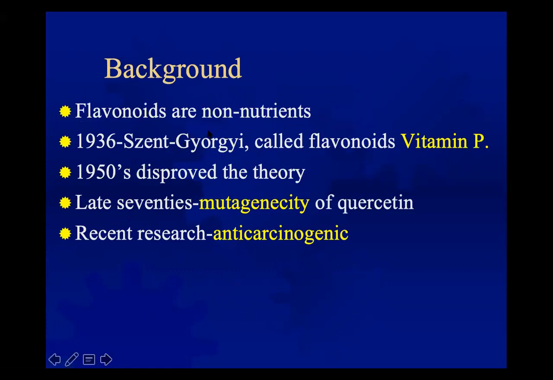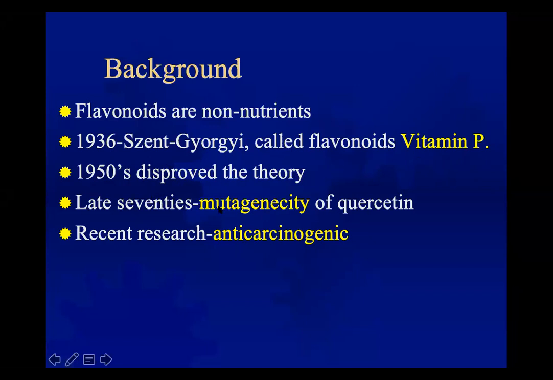One of the largest groups of phenolic compounds are flavonoids. They are non-nutrients basically, but in 1936, Georgi thought that flavonoids are vitamin P. He proposed that flavonoids are vitamin P in 1936, but in the 1950s, this theory was disproved. That means flavonoids have no vitamin activity. It should not be considered vitamin P. That means the hypothesis is disproved.